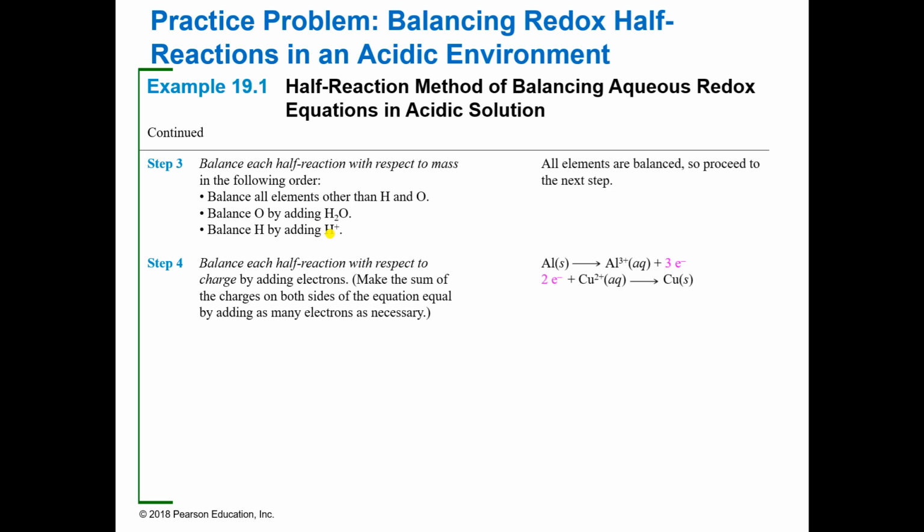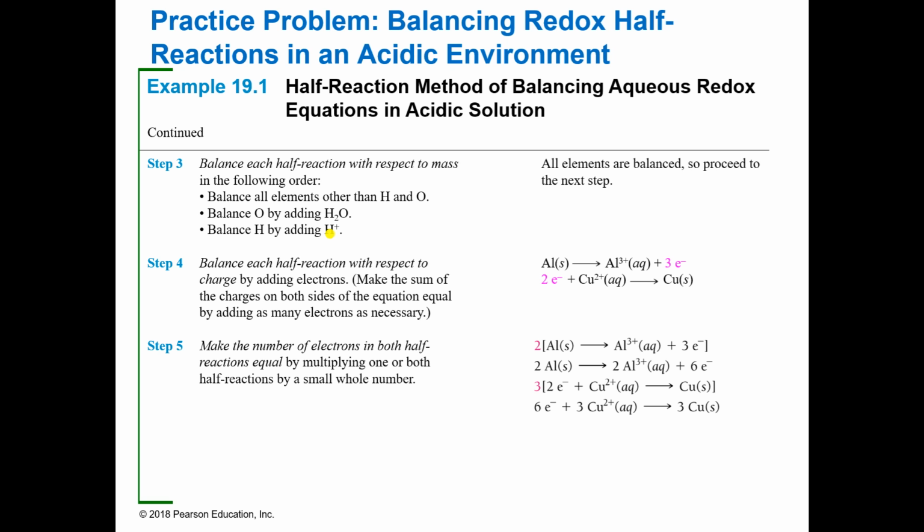So that means looking at the electrons. Aluminum lost 3, copper gained 2. That is not an equal gain and loss of electrons. So we will have to use a multiplier here in order to make the gain and loss of electrons equal. What that means is the first equation I'm going to have to multiply by 2, and the second one I'm going to have to multiply by 3. That will give me a total of 6 electrons gained and 6 electrons lost. But if I do it to the electrons, I got to do it to everything else.